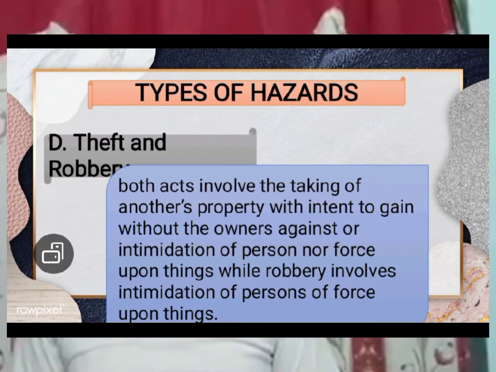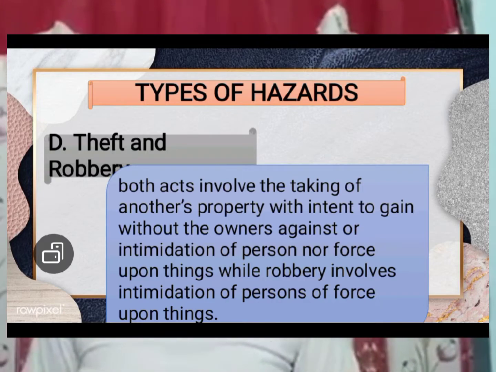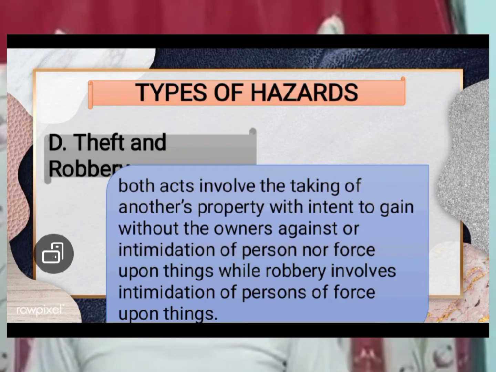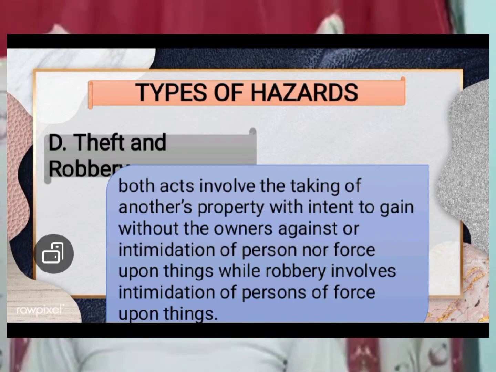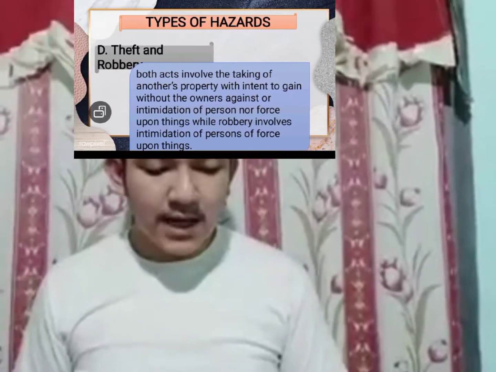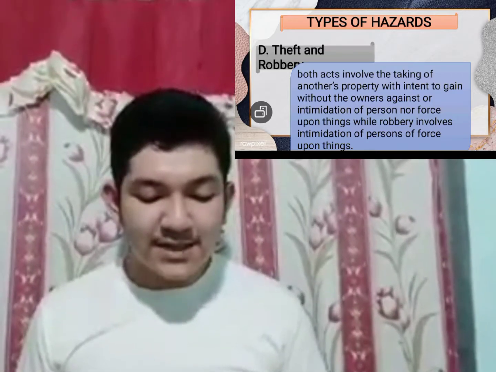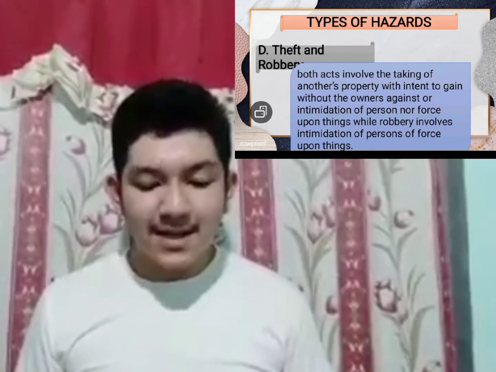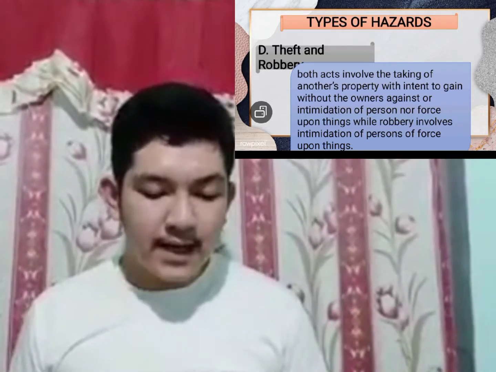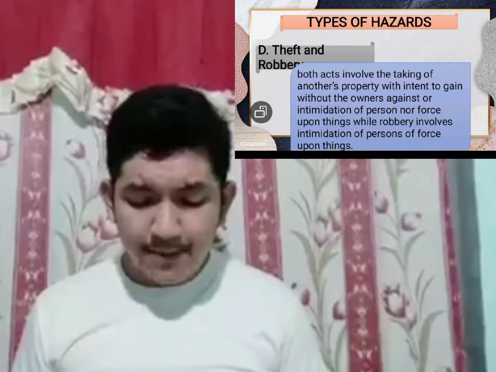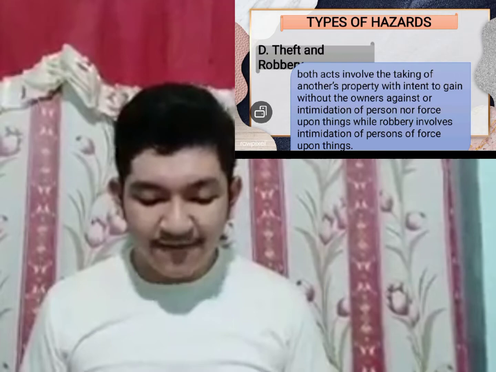So the next is theft and robbery. Both acts involve the taking of another's property with intent to gain without the owner's consent, while robbery involves intimidation of persons or force upon things. Theft means stealing someone's property but does not involve the use of force. But robbery involves the use of force. So robbery through force or threat has a maximum sentence of 15 years.